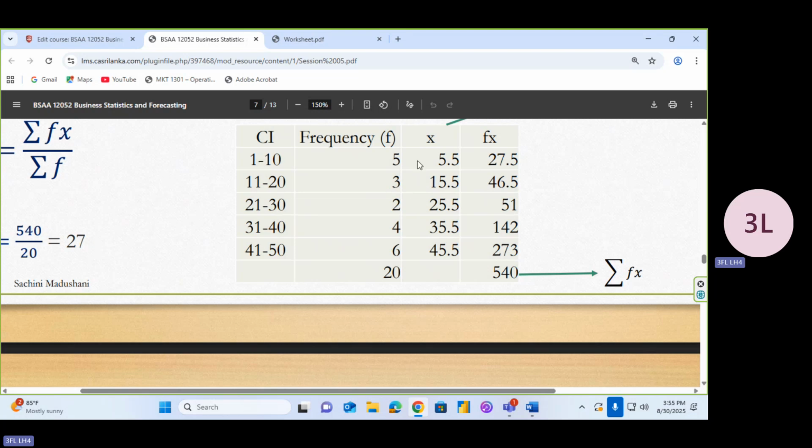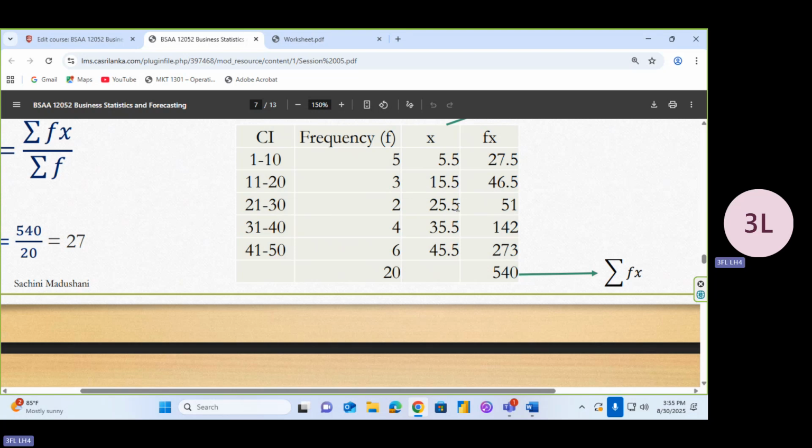1 plus 10 divided by 2, 5.5. 11 to 20, then we add them together, 31 divided by 2, 15.5. 21 to 30, then 51 divided by 2, 25.5. Now we have the x column.